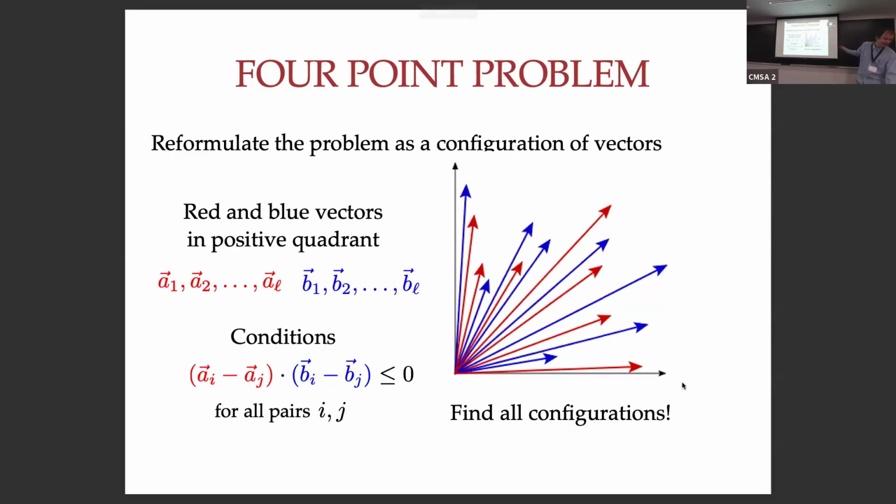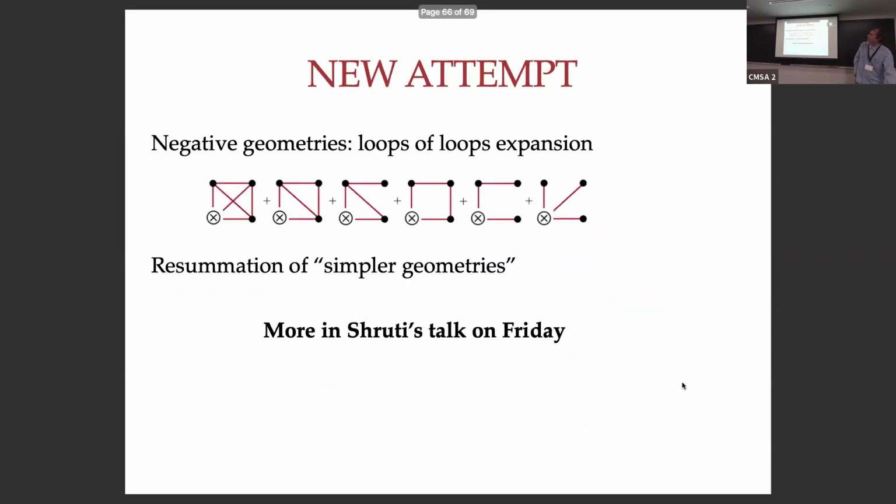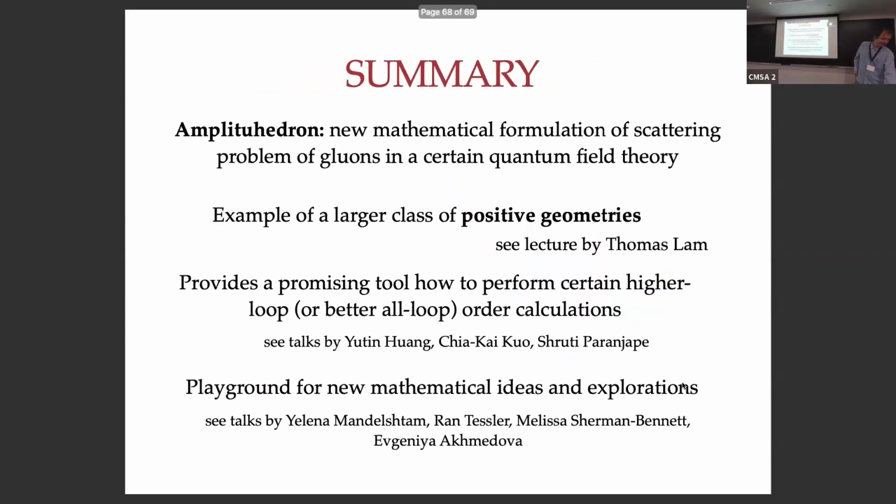You can reformulate the problem as vectors in the positive quadrant, red vectors and blue vectors, where these inequalities turn into scalar products between the differences of all pairs of red vectors and blue vectors. There is a new attempt to solve the problem recently using something called negative geometry. Shruti will talk more about it in her talk.